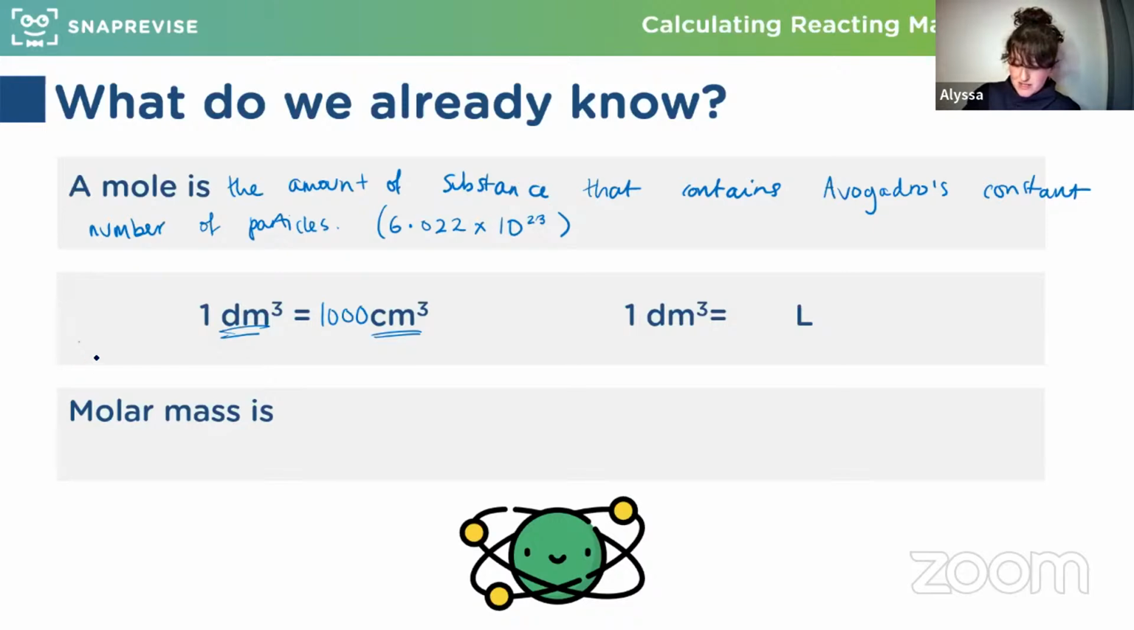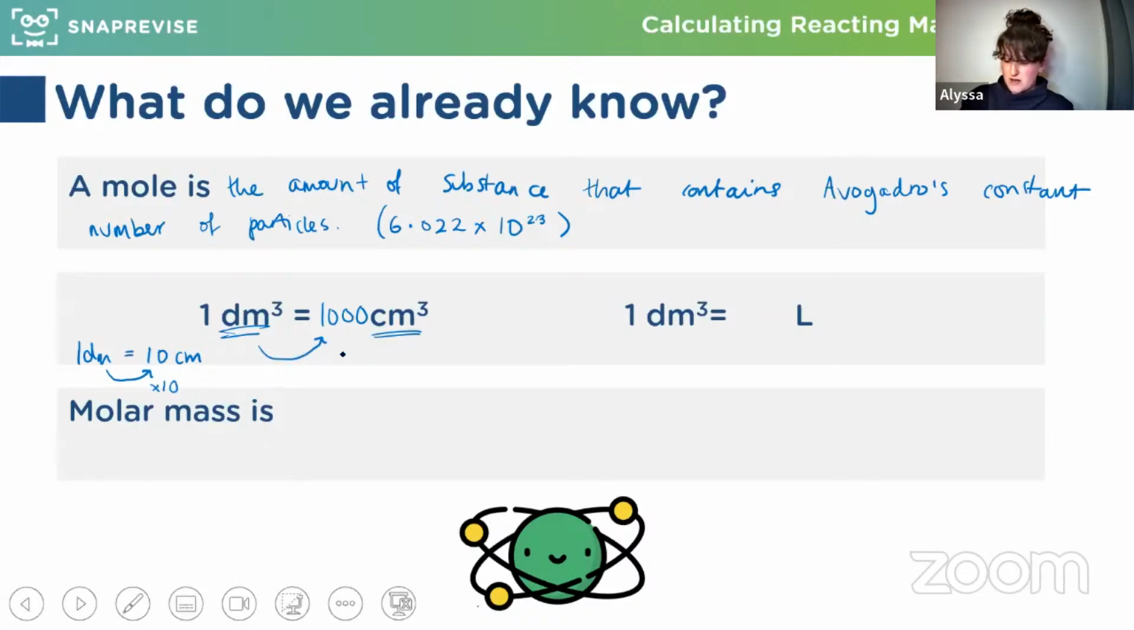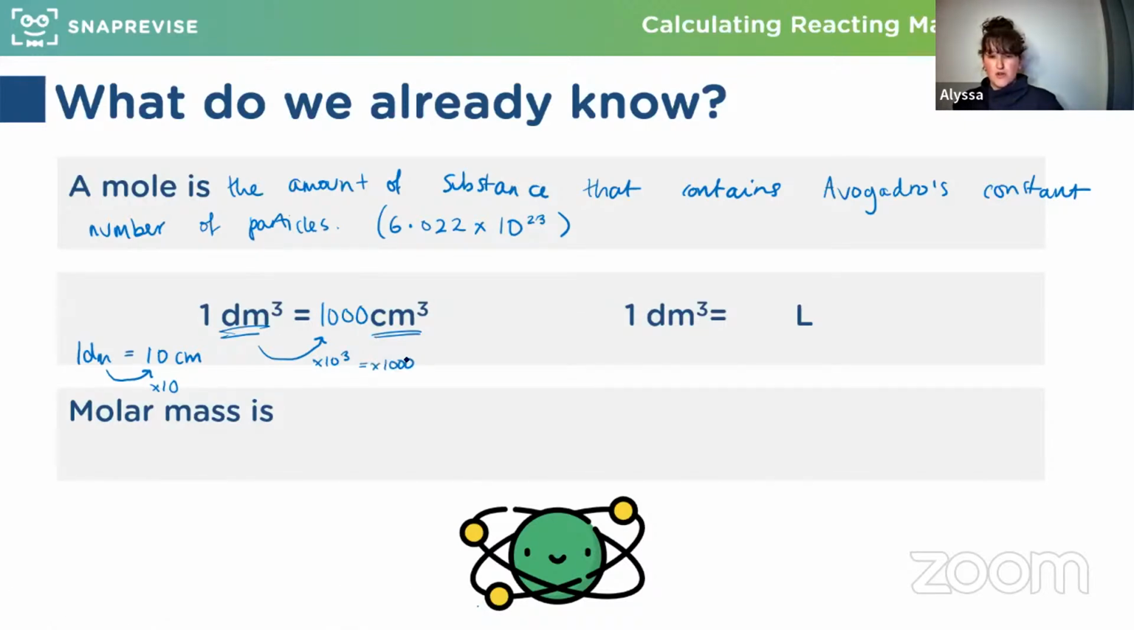So go to 1 decimeter in centimeters. 1 decimeter is 1/10 of a meter. So a decimeter is 10 centimeters, because a decimeter is 1/10 of a meter. So to go from just decimeters to centimeters, we've had to times by 10. So to go from decimeters squared to centimeters squared, we have to times by 10 squared, which is our 1,000. So just in case you're not sure.